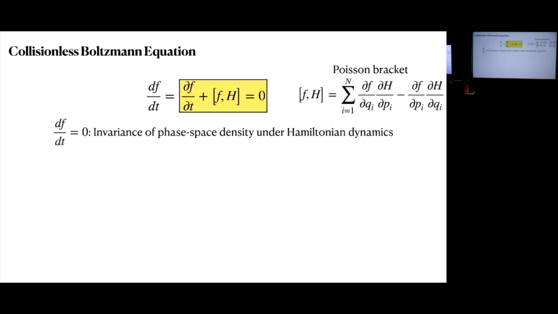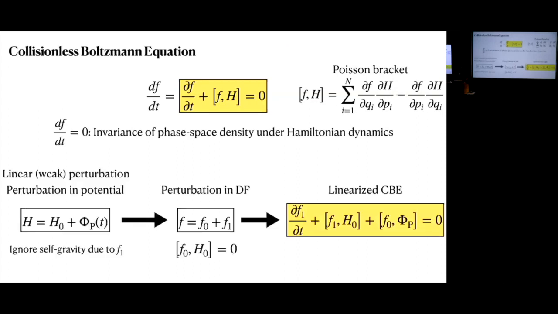If we are looking at an unperturbed or steady state system, then del f del t is just 0, and you just have the Poisson bracket of f and H equal to 0, which simply means that your f is just a function of the Hamiltonian and therefore a function of the actions. So that's the Jeans theorem. So your f is a function of H, and that's basically this equation here. But that is only in the steady state, if you don't have any perturbation.